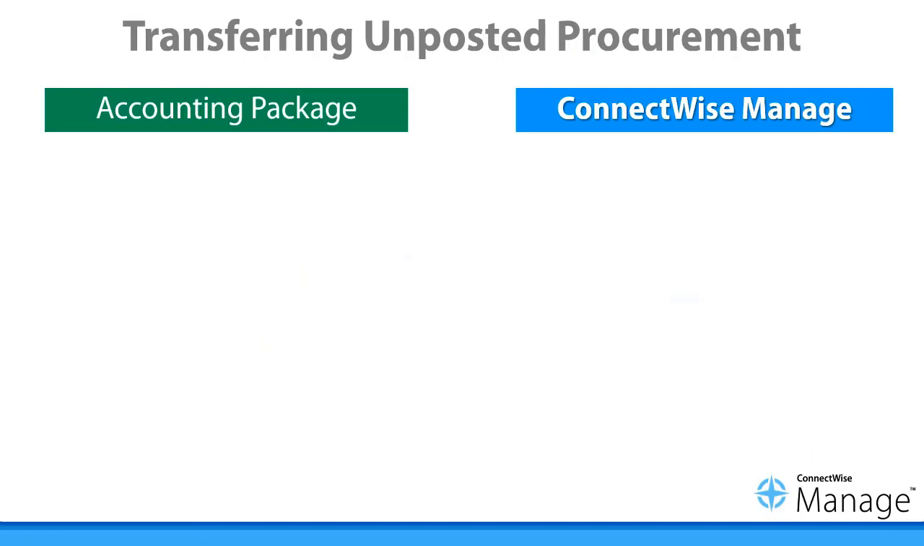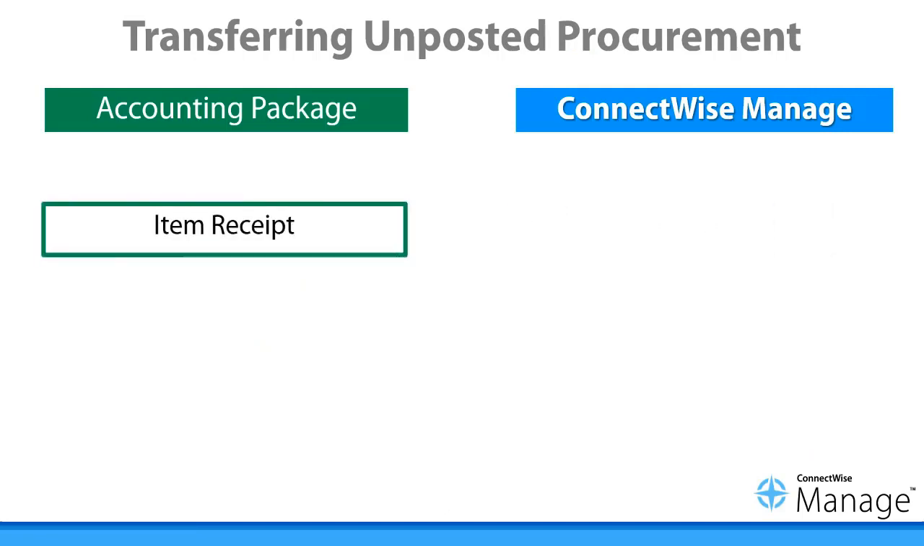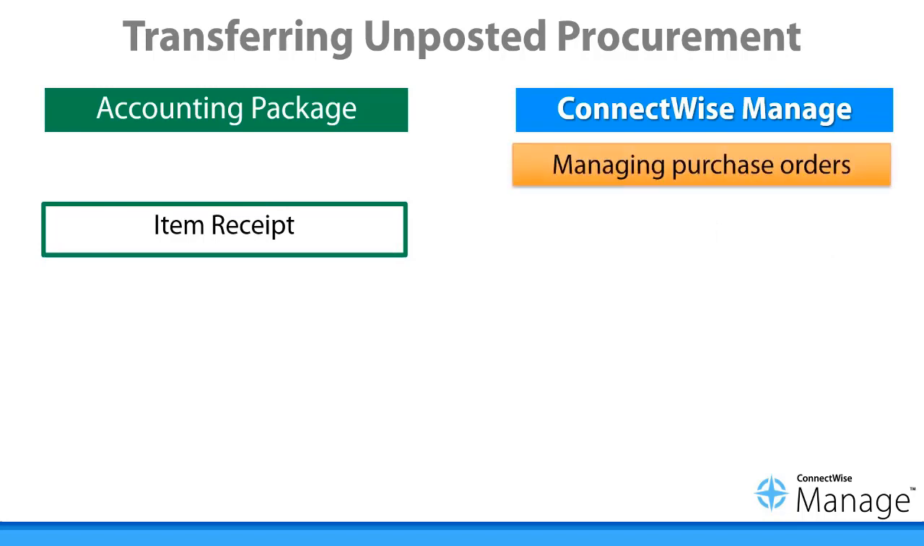When transferring unposted procurement to your accounting package, a closed purchase order line item will go over as an item receipt, not a purchase order. Remember, we're managing the purchase order out of ConnectWise Manage, so we don't need the purchase order in the accounting package. The vendor ID works with that line item.